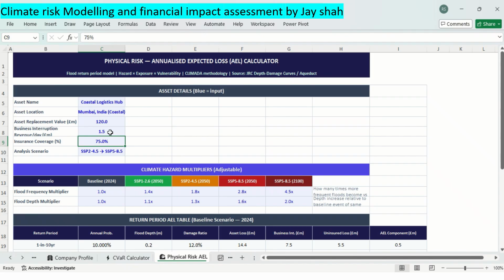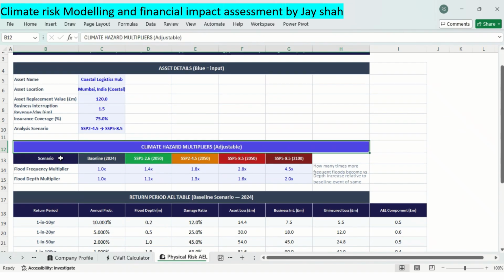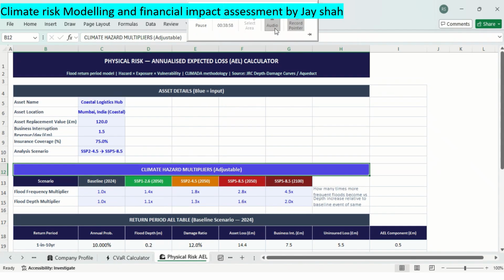Now let's go into the climate hazard multiplier, which is adjustable. This multiplier quantifies how climate change amplifies flood hazards under each warming scenario, and they are calibrated from IPCC AR6 projections for the South Asian coastal region, and are adjustable as well.